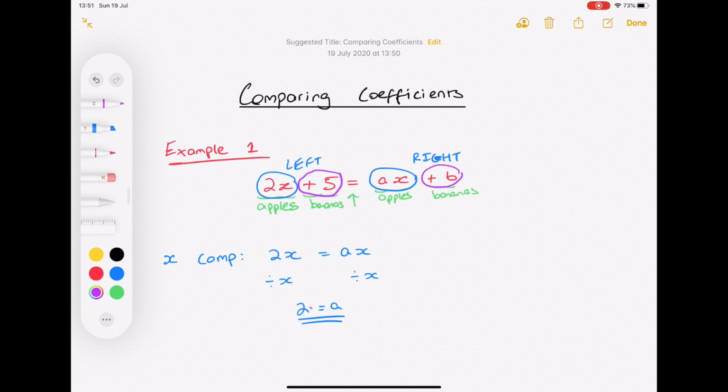So if we're doing a constant comparison, 5 must be equal to b. And we can't take that any further. That's the only thing we can say about this. 5 must be equal to b. And there you go. Now you know what a is, and now you know what b is.